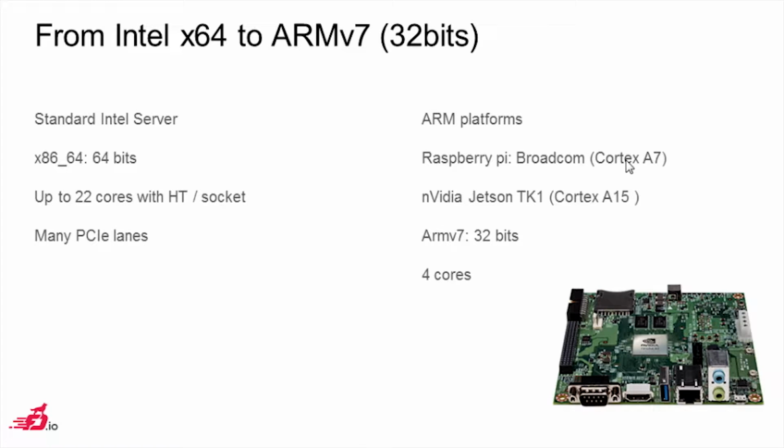VPP is about very fast packet processing. With x86 64-bit processors, I have at work up to 22 cores with hyper-threading, 128 gigabytes of RAM, and 40 gig NICs. That's really interesting. But what if we wanted to make it run on a much smaller platform? I had a Raspberry Pi on my desk and wanted to know how I could get this very fast packet processing framework onto a smaller device.